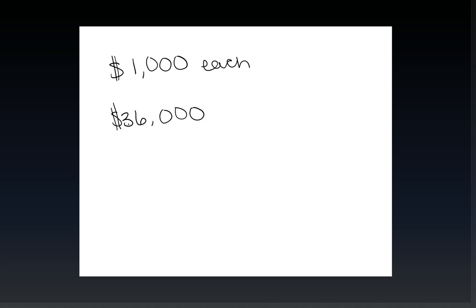So, the pugs were $1,000 each. I paid $36,000 and I want to know how many pugs I got. So I need to do 36,000 divided by 1,000 to figure out how many I got, because 36,000 is the total amount I paid. 1,000 is my price per pug. So dividing 36,000 by 1,000 will tell me how many pugs I got.